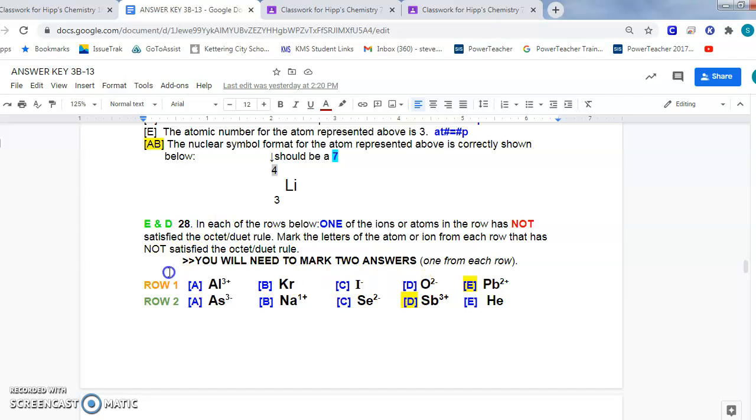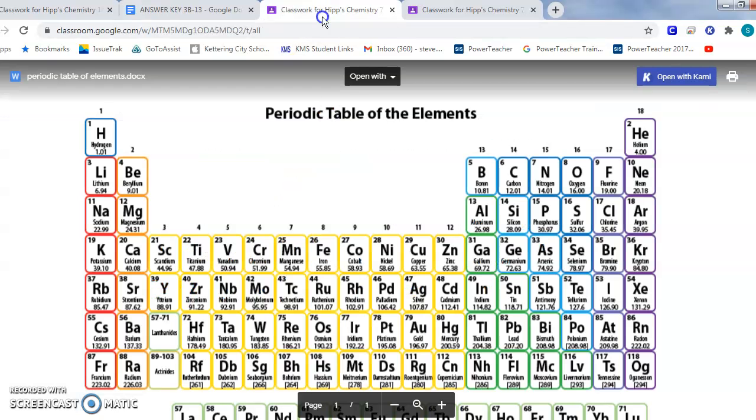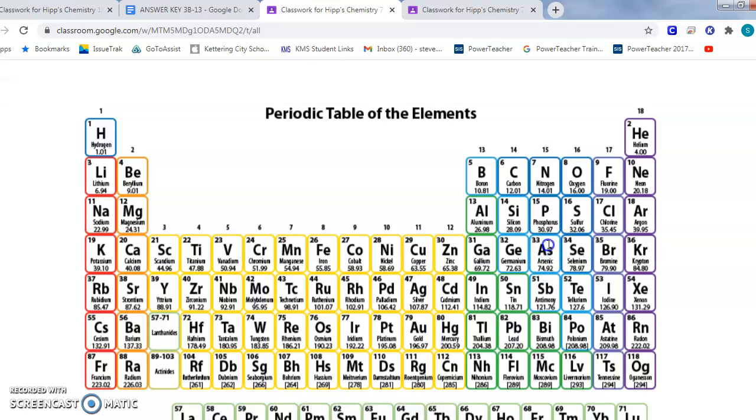Letter E from row 1. Which one of these in this row has now satisfied the octet rule? Let's start with arsenic, As. It's 3 minus. Arsenic right here. 3 minus means it's gained 3 negatives. It now has 3 more negatives than positives.